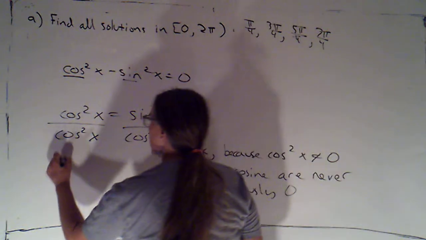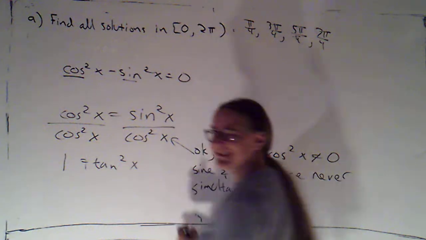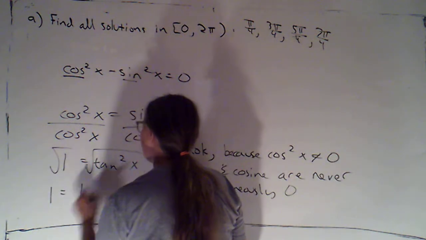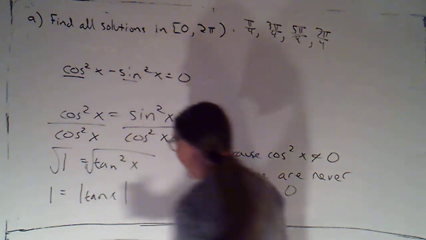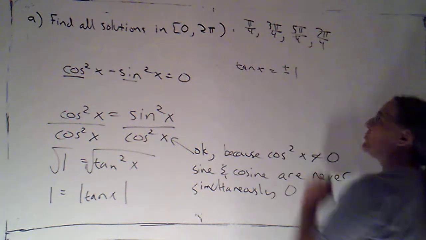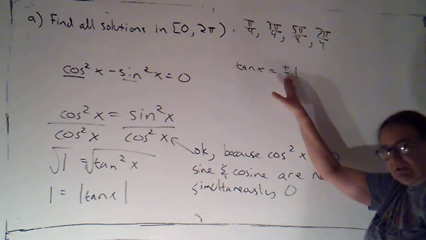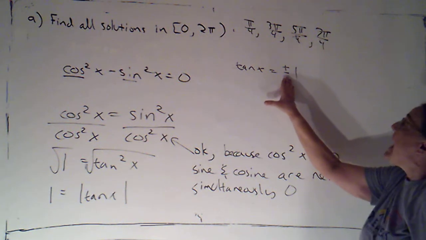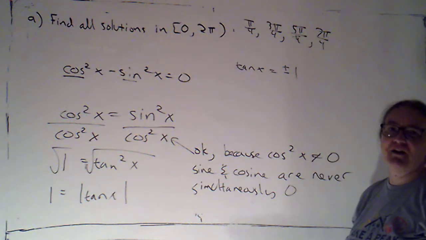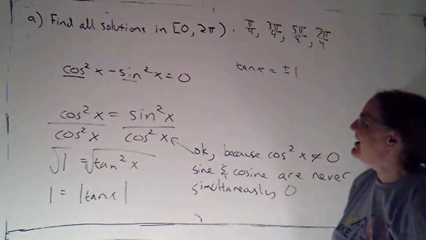This becomes 1 equals tangent squared x. And now I can take the square root of both sides. Square root of 1 is 1. Square root of tan squared is the absolute value of tangent. And now I get tangent of x is plus or minus 1. Again, because it's plus or minus, I'm going to have a solution in every quadrant. And I can see that my reference angle again is going to be pi over 4. Okay. So that's another option that we have.